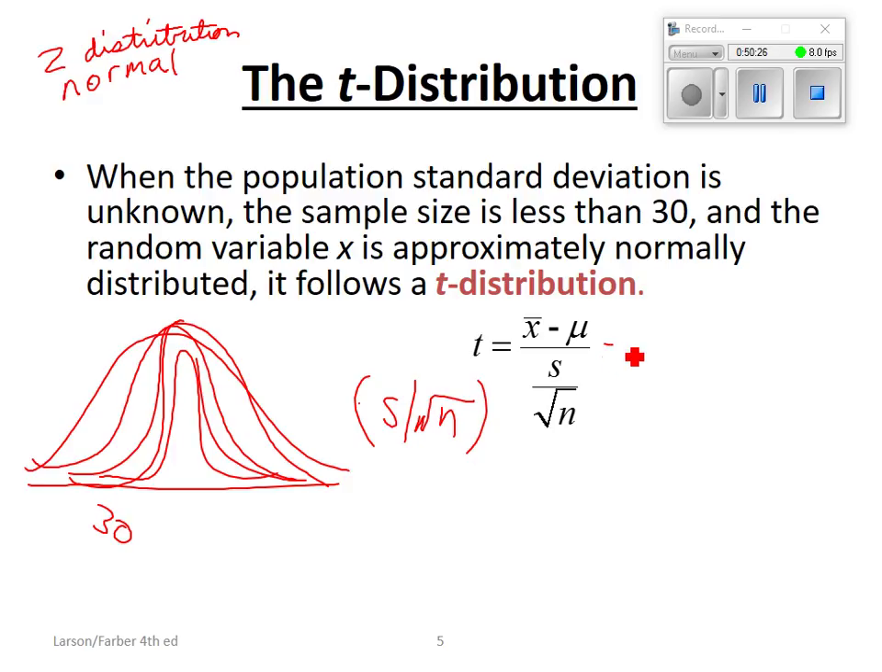Does anybody know, mathematically, what we could do with that? If I put parentheses around this, that could be x bar minus mu. Think back to your algebra 2 and pre-calc days. Instead of dividing by this fraction, what could we do? Multiply by the reciprocal. So you could change it to multiply by the square root of n, and divide by s, and it should come out to be the same answer.